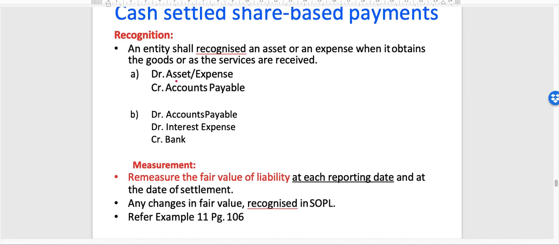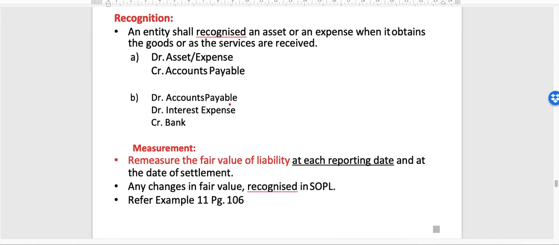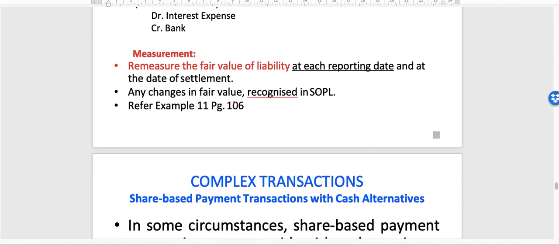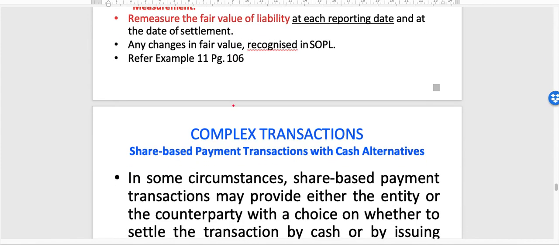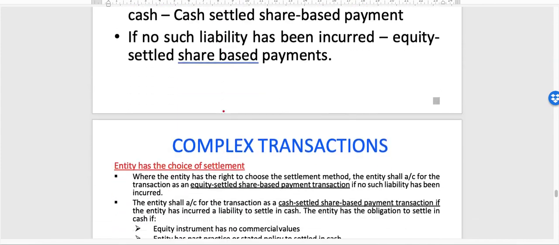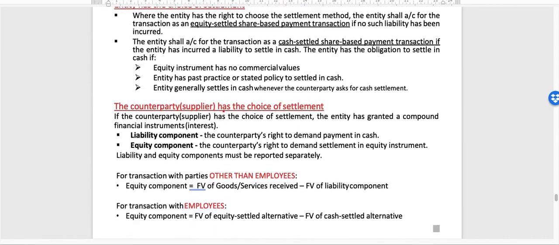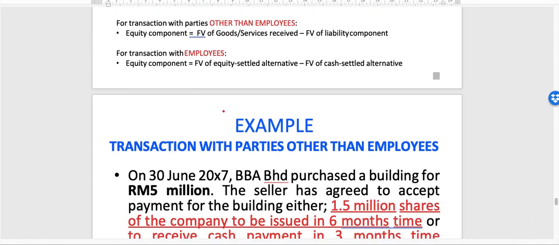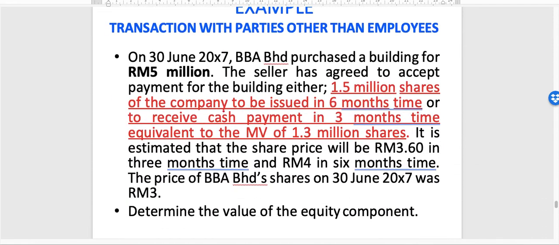Okay, this is recognition as well. This has been explained in the previous videos under the PowerPoint slide. Okay, complex transaction is about the choice, who has the choice to pay, either the entity or the counterparty. Right, now look at the example.